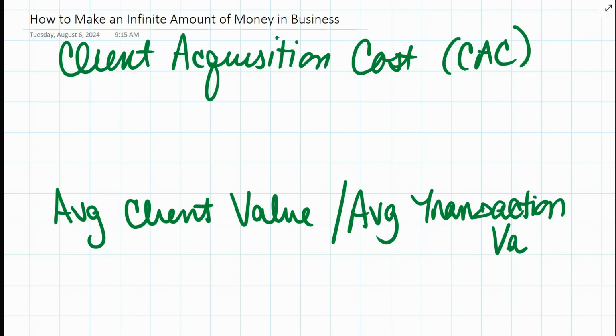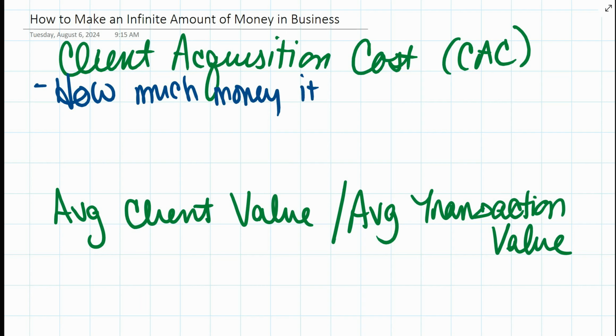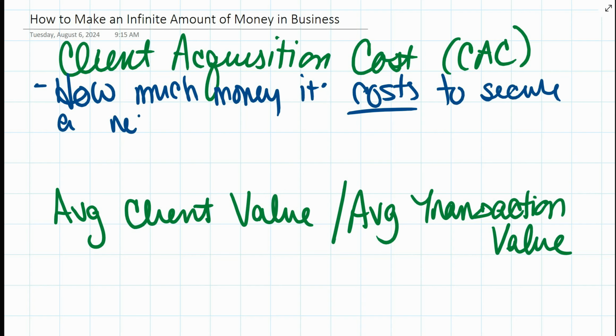Okay. So let's take a look at what these are real quick, right? So a client acquisition cost. It's actually pretty self-explanatory in the name itself. This is how much money it takes or how much money it costs my business to get a new client. And this cost is really easy to figure out.